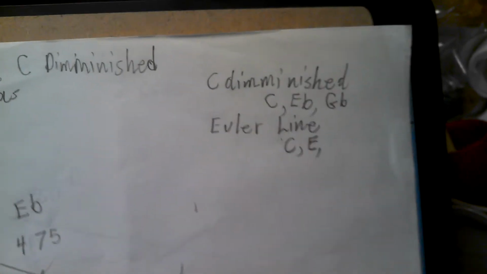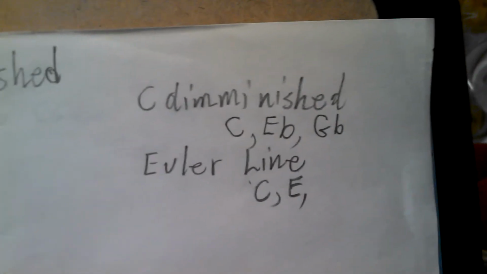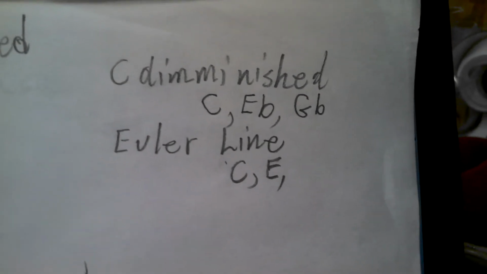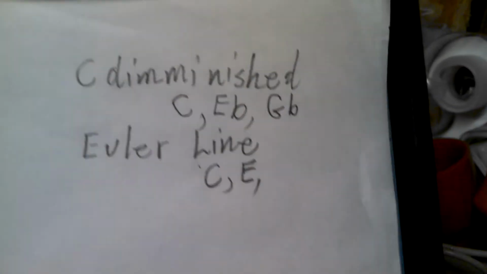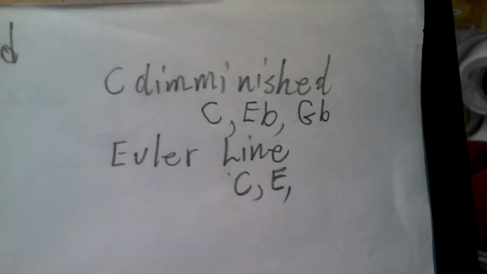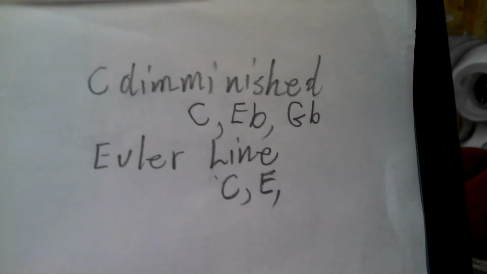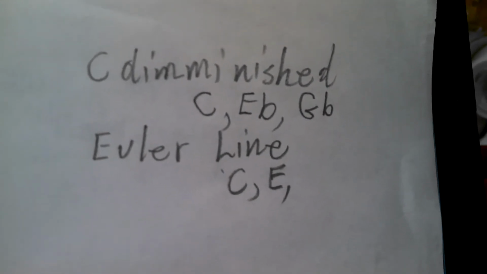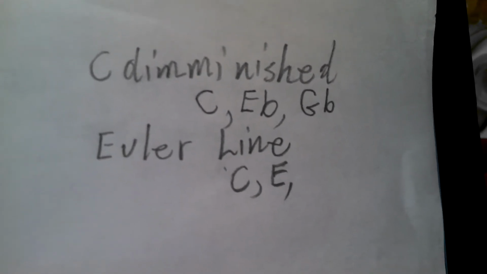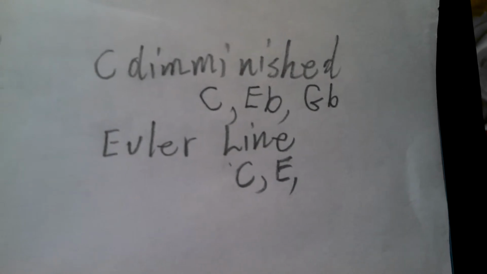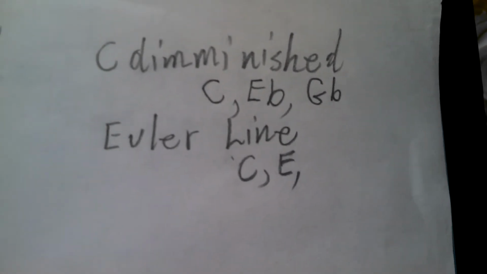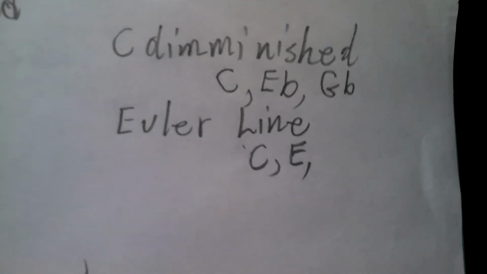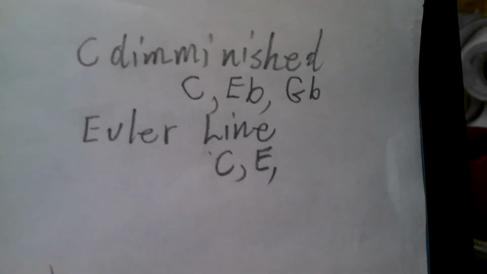I may be repeating myself, but my whole objective here is to see what I could find if the Euler line pointed me to how maybe certain notes would fit together in a song or something like that. So the C diminished chord notes are C, E flat, and G flat. And the Euler line on that triangle generates a C and an E.